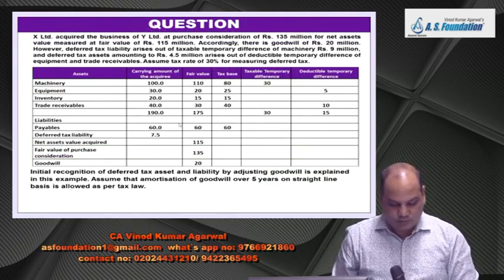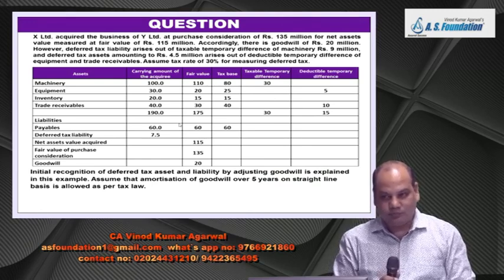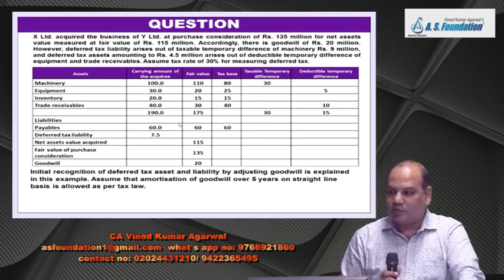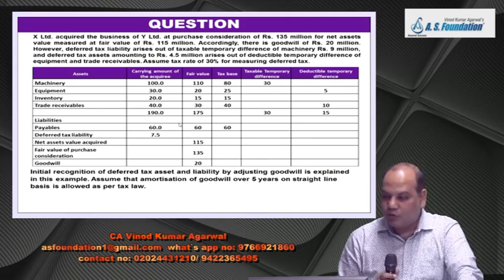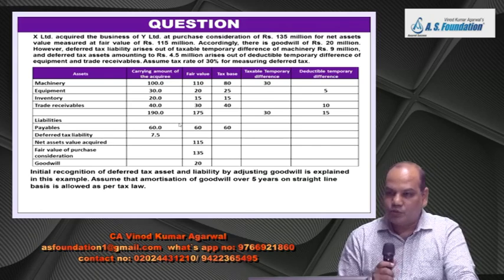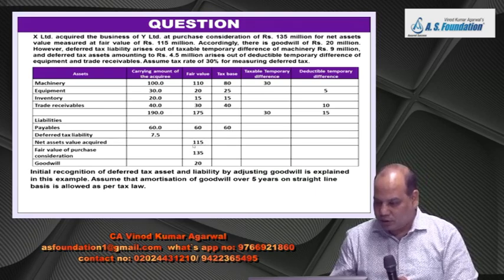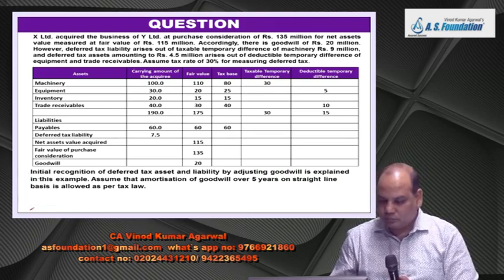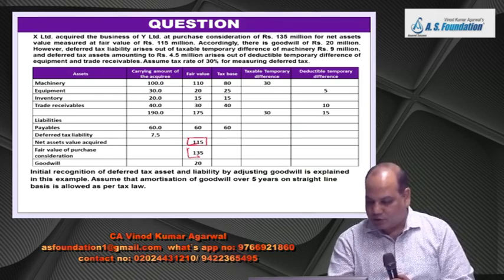Okay, one more question. Question number 41. X Limited acquired the business of Y Limited at a total purchase consideration of rupees 135 million for a net asset value measured at rupees 115 million, right? Which is appearing in this table also. Net asset fair value. This figure. And this is the consideration paid in this table.